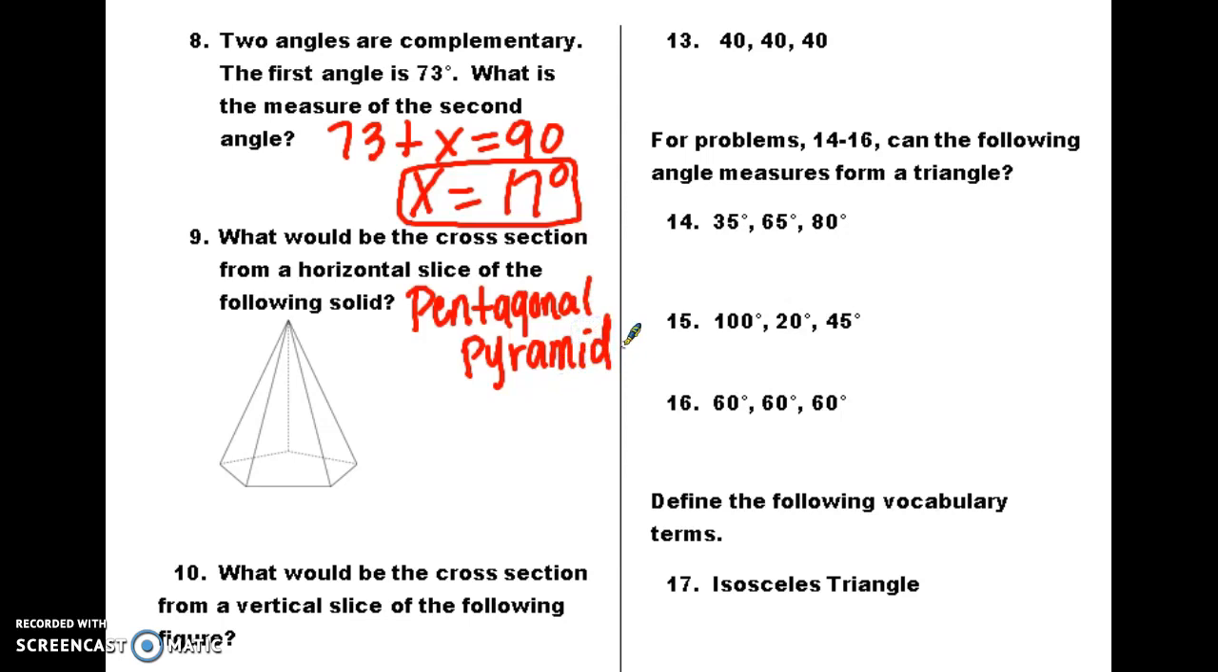When you are doing cross sections, if you cut something horizontally, then your shape will be whatever the base is. So for this image, the base of a pentagonal pyramid is a pentagon. So if you cut this horizontally, you're going to be left with a pentagon.